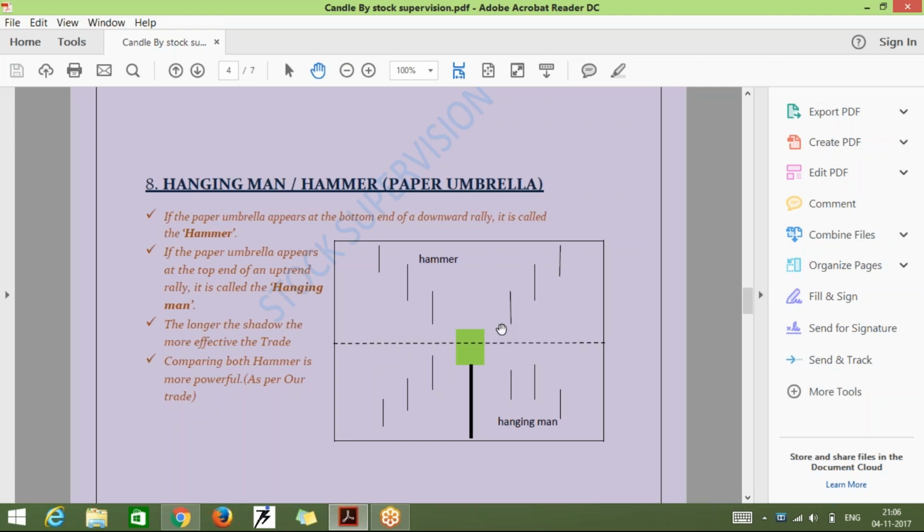Yeah, all these candles, almost the 10 which I have talked about, are all about trend reversal. There are only 2 to 3 candlestick patterns which are for trend continuation.